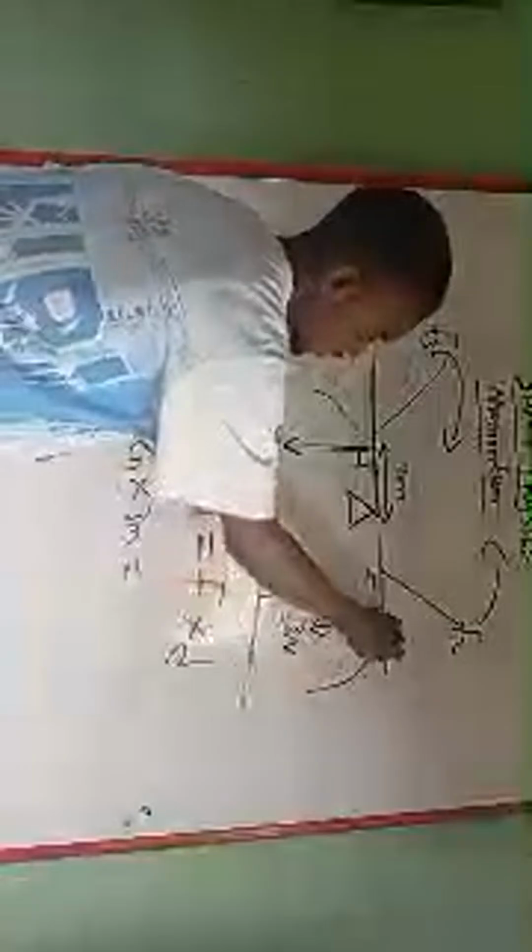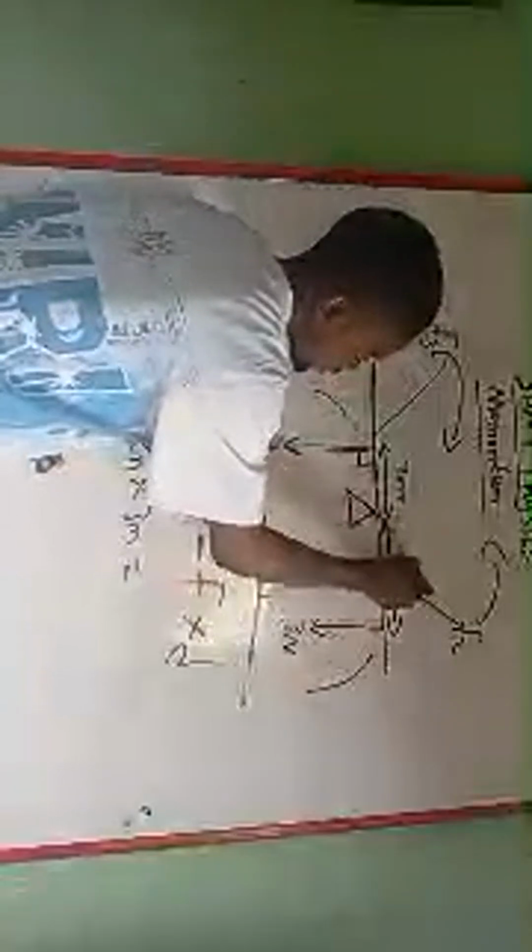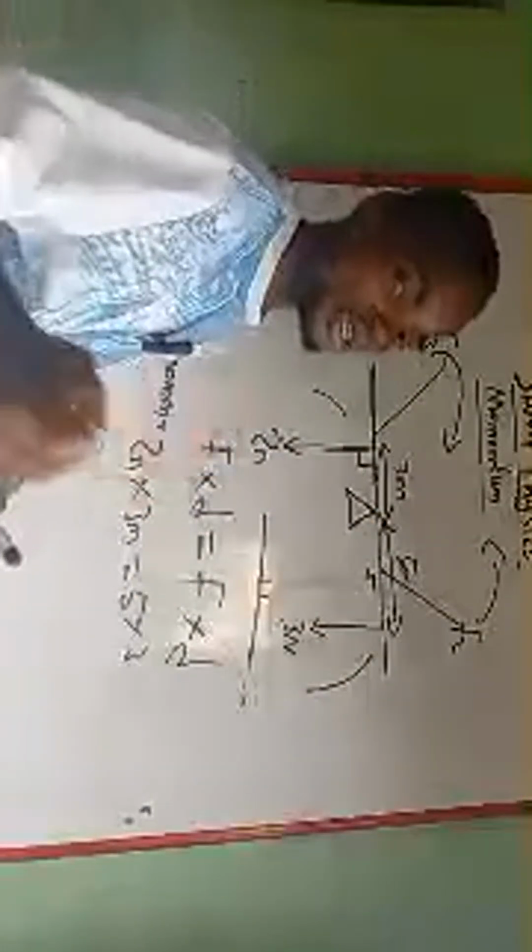Let's also assume that this force, from here to this place, is 5 meters. Now, the moment here is going to be what? F multiplied by distance, which is 5 multiplied by 3. You understand? So that is what we mean by the principle of moments.